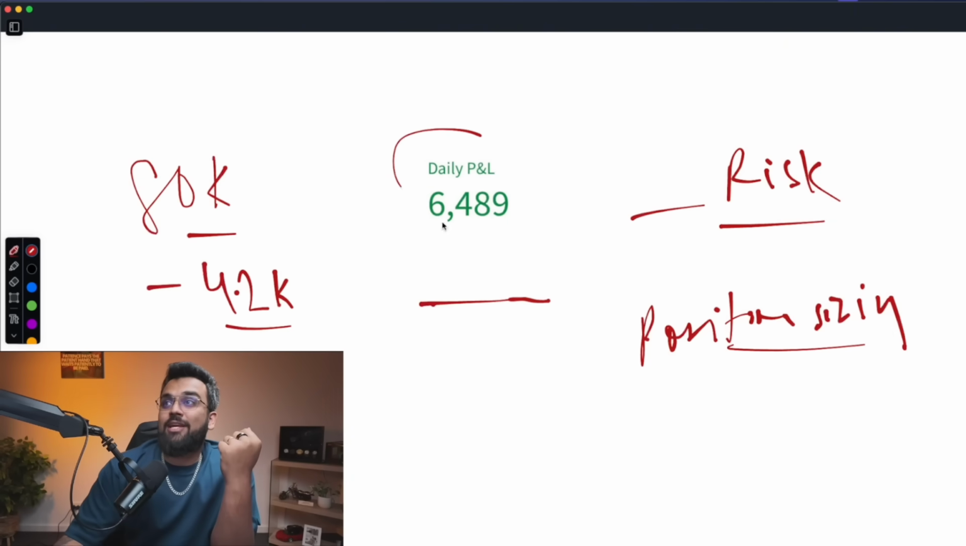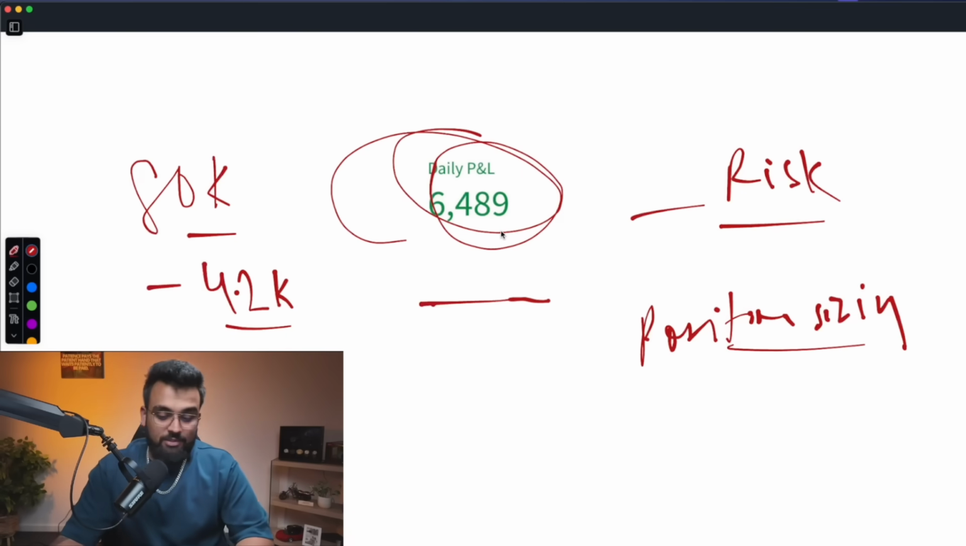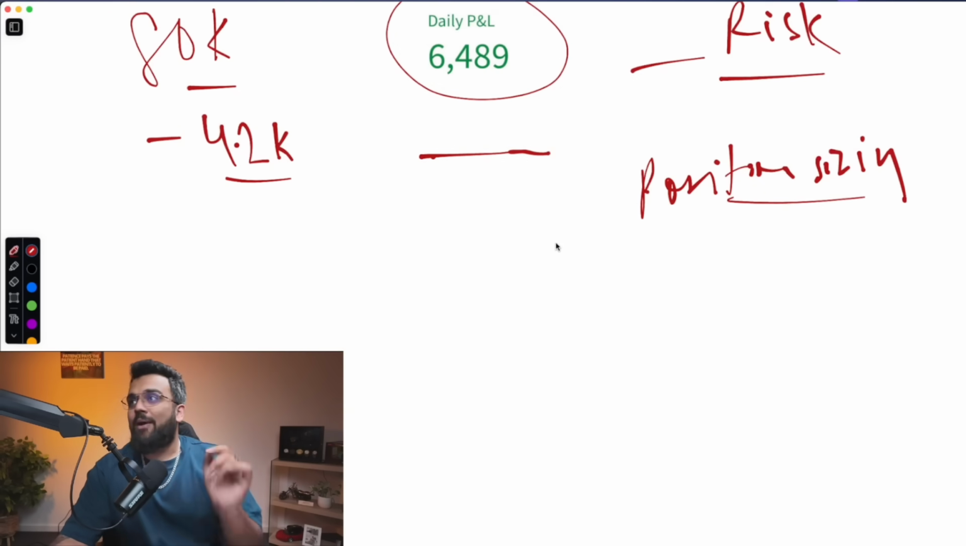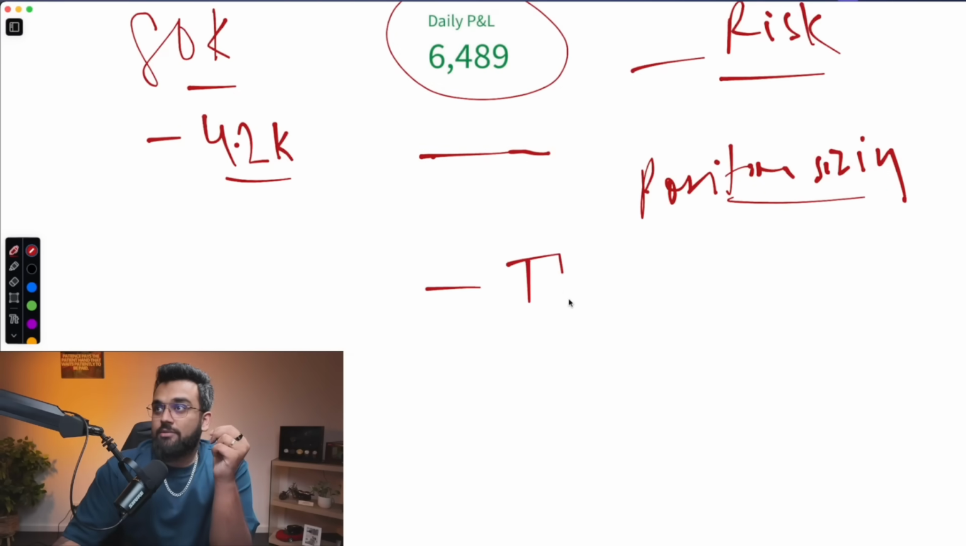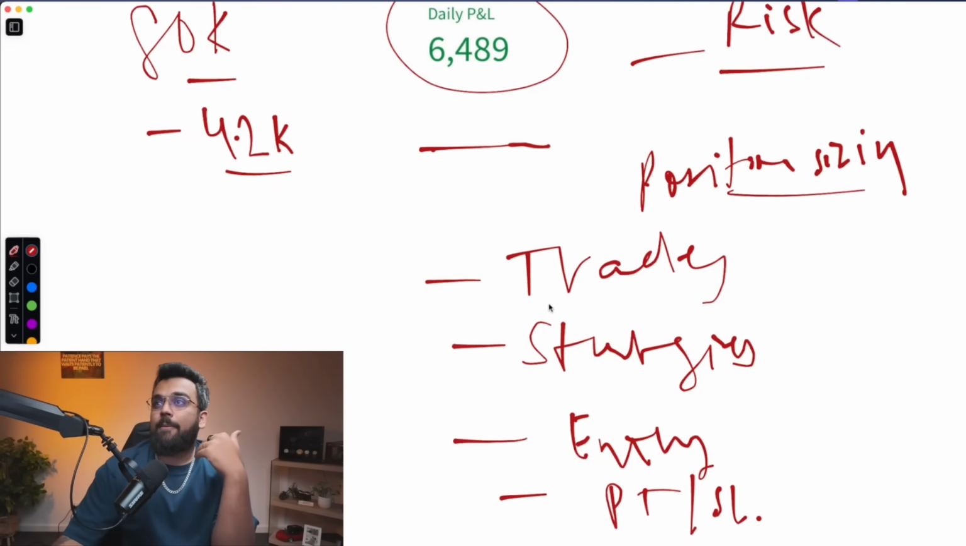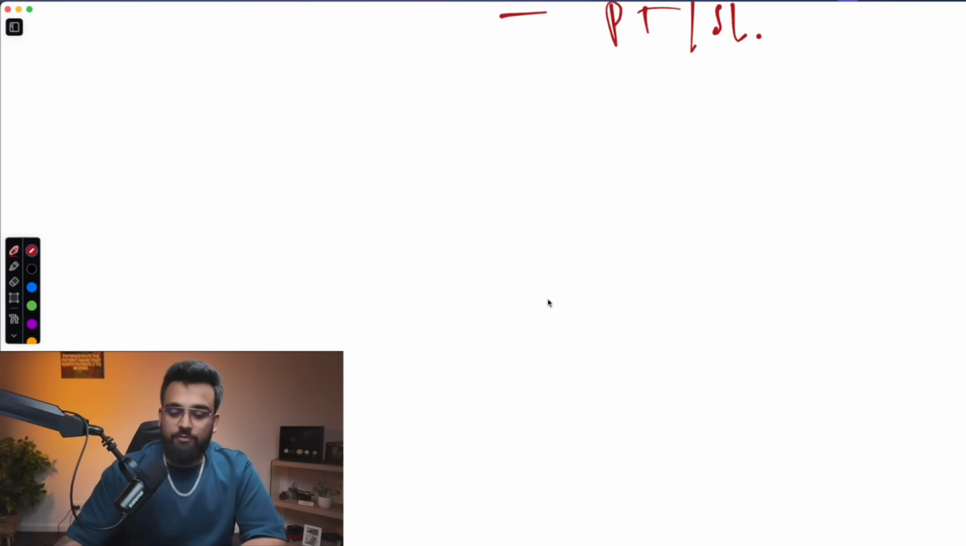It's insane. Or today just made $6,400, which is still a lot of money, but could be better. But anyway, I'm going to talk about the risk, position sizing, trades, strategies, entries, profit targets, stop losses, a lot of sauce. I'm going to use this whiteboard to kind of break stuff down for you.